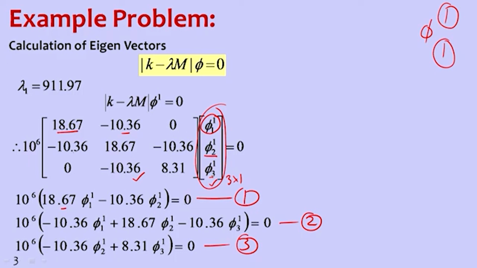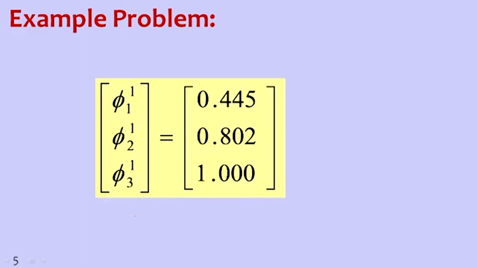Similarly, the second equation will have minus 10.36 into phi 11 plus 18.67 into phi 12, and the last term, which has a value other than 0, is minus 10.36 multiplied by phi 13. That gives the second equation. Similarly, the third equation. Now we have 3 equations and 3 unknowns, so we can easily find them out. Since I want the vector in some normalized form, I will assume the top value, which is phi 13, as 1.